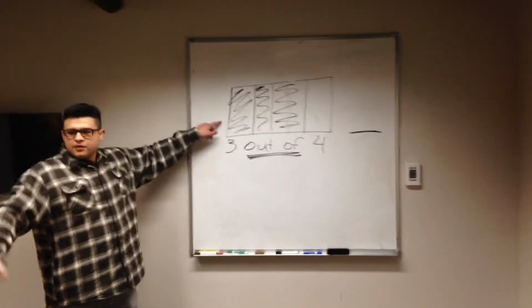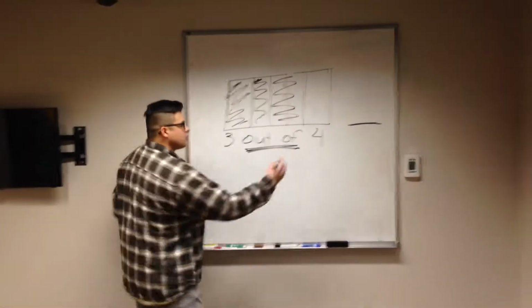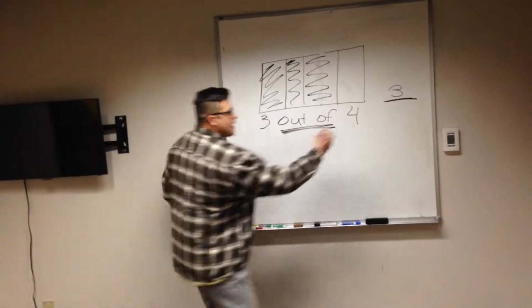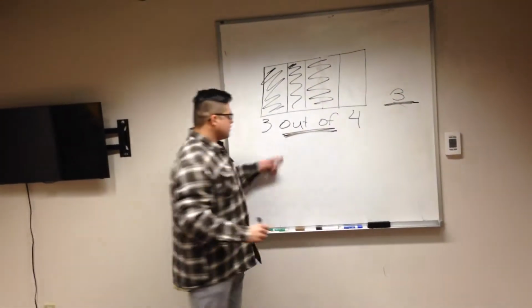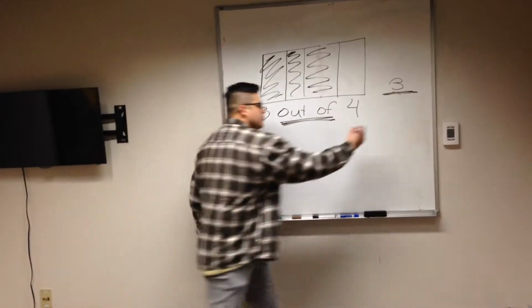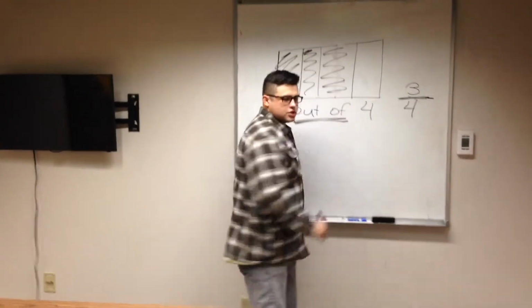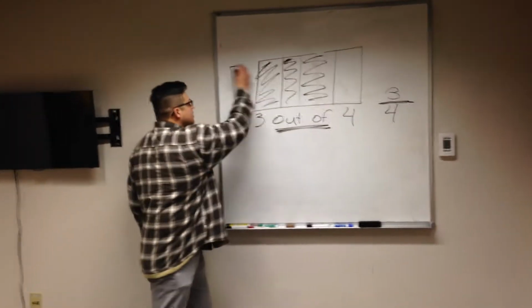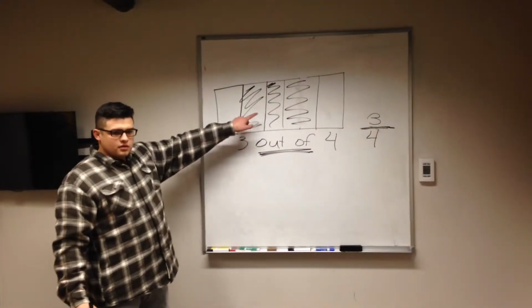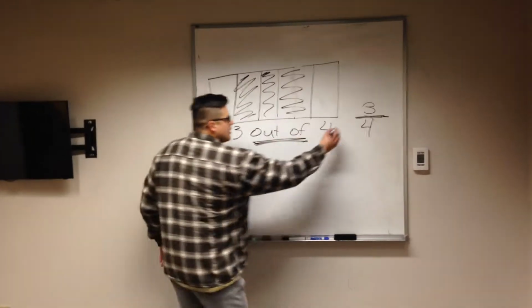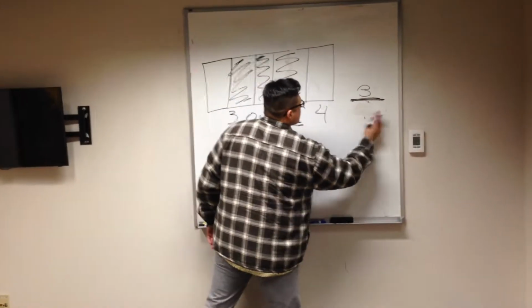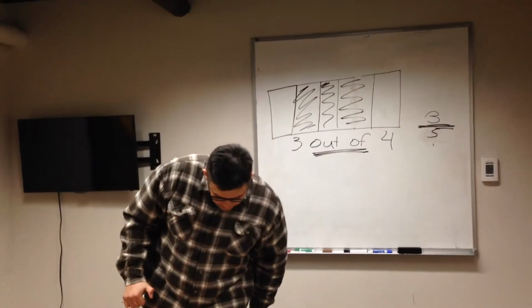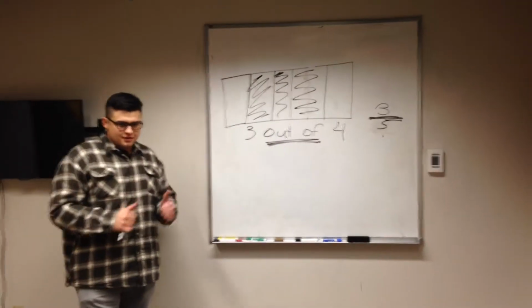So, Zach, how many do we have shaded? 3. So we have 3 out of how many? 4. 3 out of 4 boxes shaded. So if I were to add another box, we would have 3 out of 5. 3 out of 5 boxes shaded. Thumbs up, everybody good? Yep.